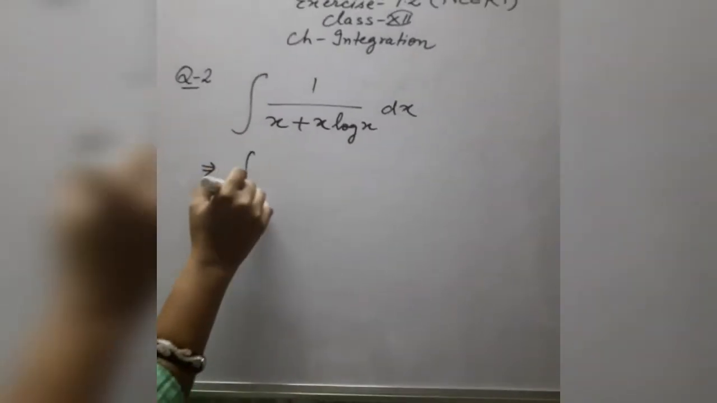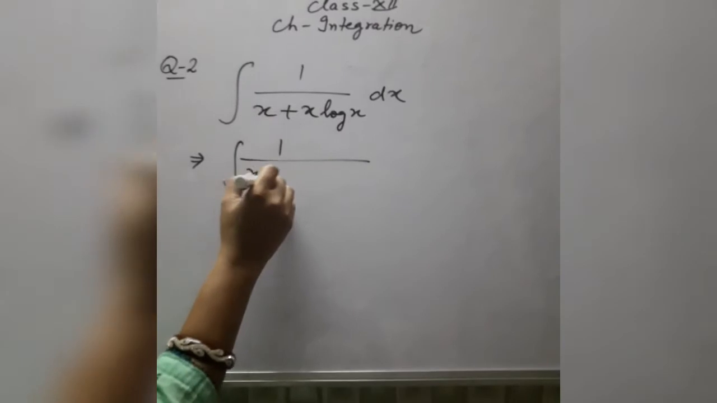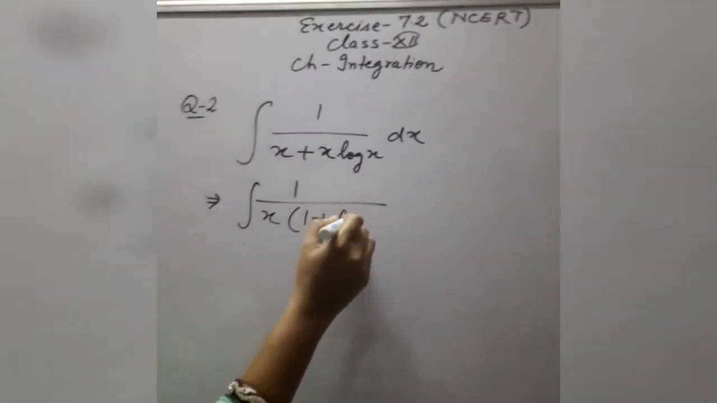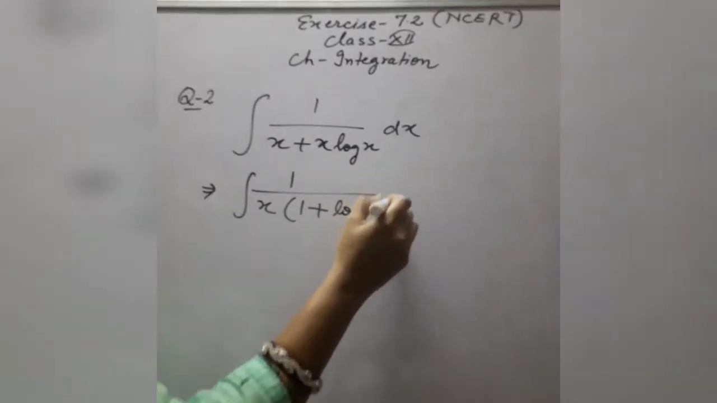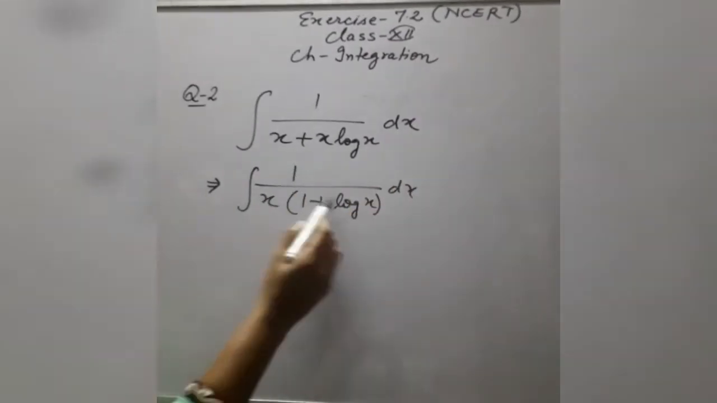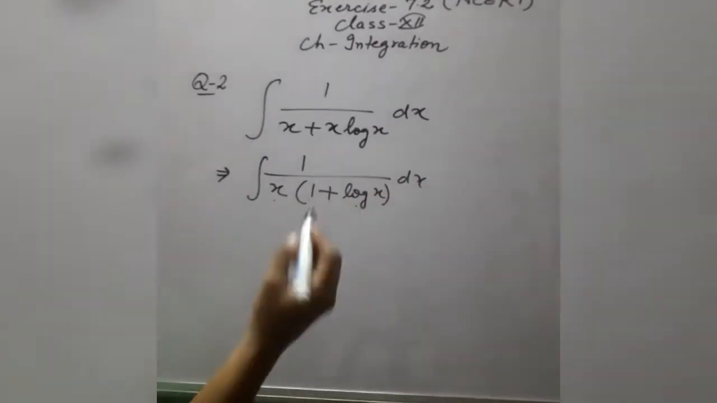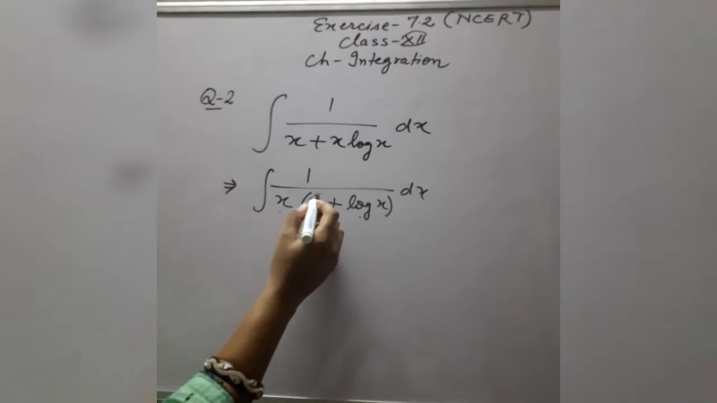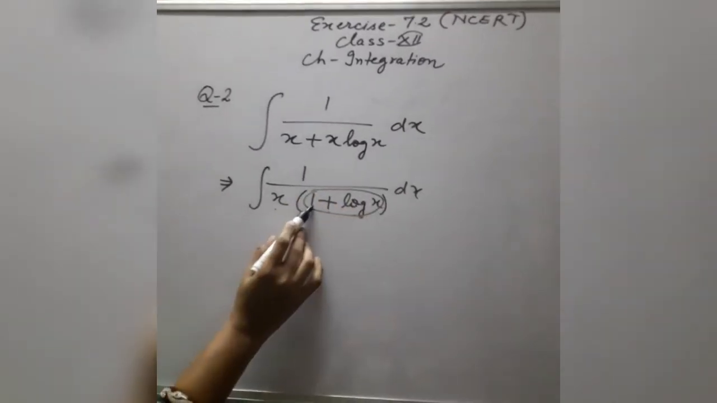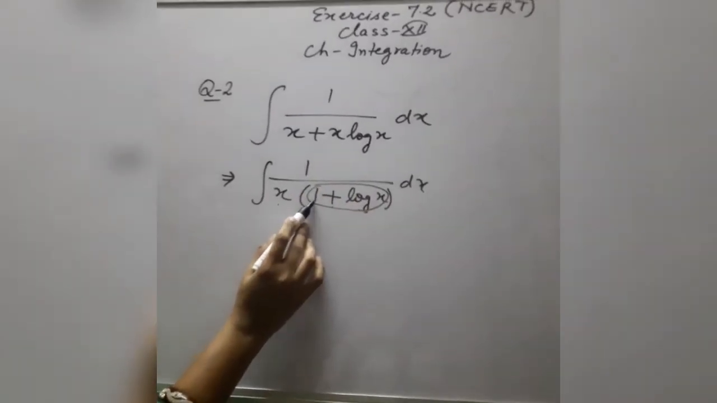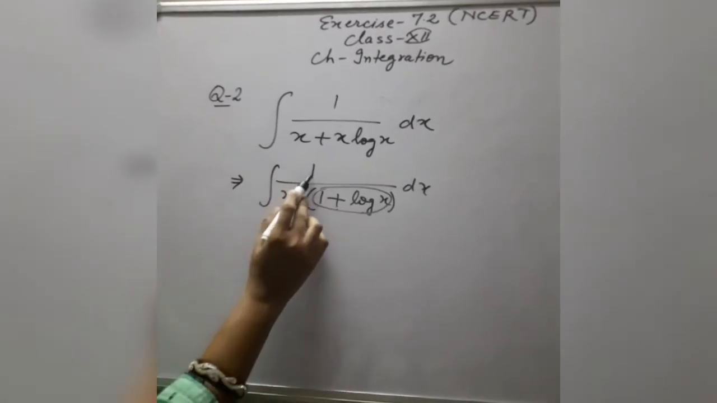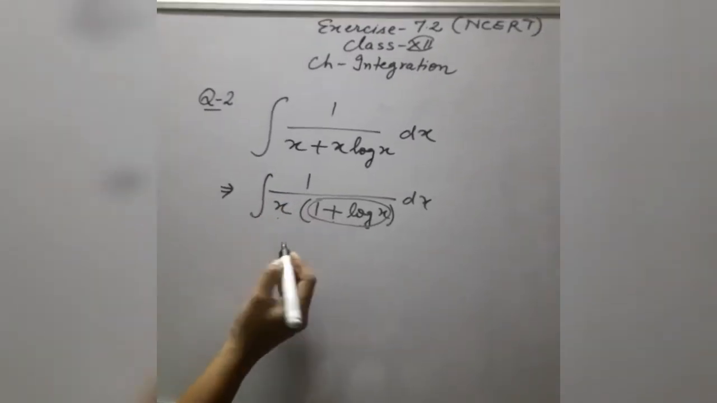Now if you take x common from the denominator, it becomes 1 by x into 1 plus log x. Now what is the derivative of 1 plus log x? 1 is a constant term, its derivative is 0, and the derivative of log x is 1 by x, and 1 by x is already here. That's why it's very simple.